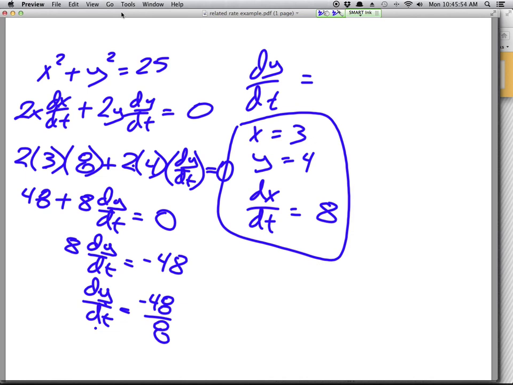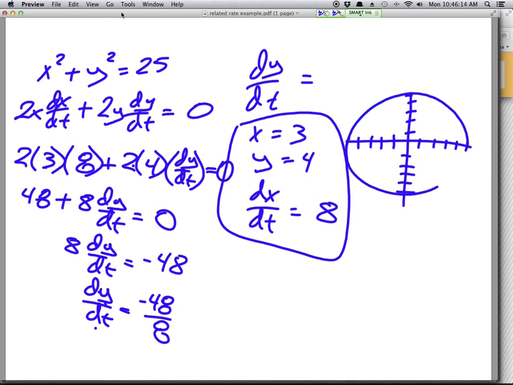Okay? And let's draw a picture of this real quick. If I've got x squared plus y squared equals 25, we're dealing with a circle that has a radius of 5. So 1, 2, 3, 4, 5 in each direction. So I've got this circle, and we're interested at the point (3, 4). So 1, 2, 3 and 4, approximately right there.